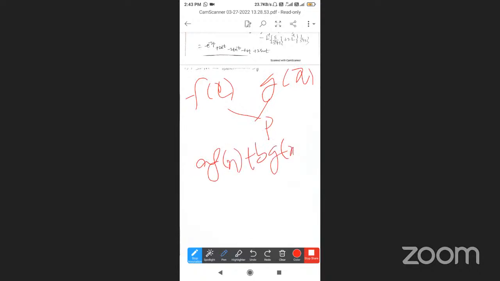Next, second result. If f(x) and g(x) have period p, then h(x) = a·f(x) + b·g(x) also has period p. So f(x) and g(x) have period p, and a·f(x) + b·g(x), this addition also has period p. So it is a periodic function.